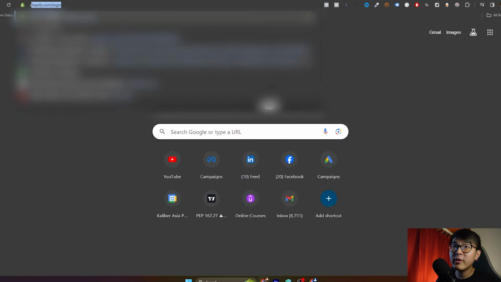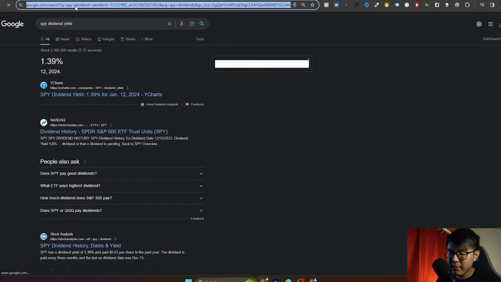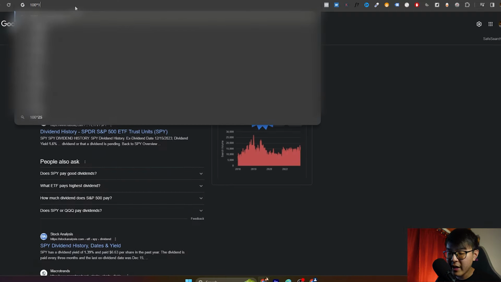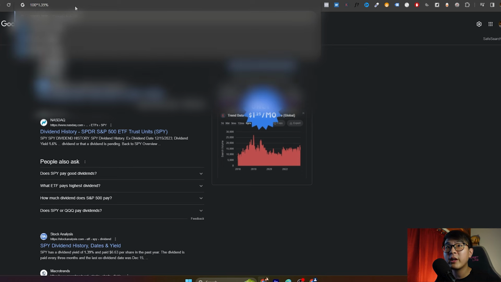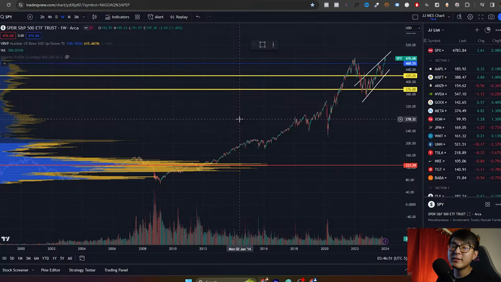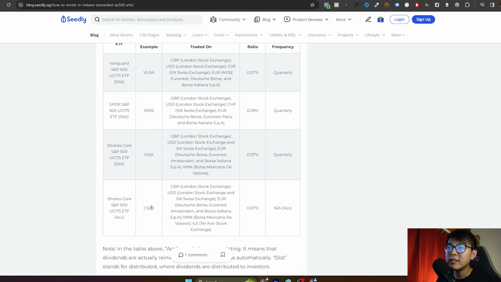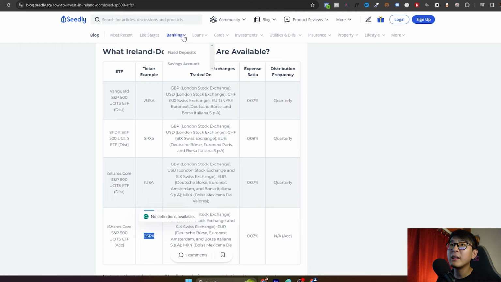And if you don't know how much dividends SPY gives, just Google it, SPY dividend yield. It's about 1.39%. That means for every $100 you invest into the S&P 500, you'll get about $1.39 every single year. And this to me is not much money. The second reason why I use SPY is because I'm involved in options trading. So if you want to use any other tickers, there are things like VOO. You can use these tickers over here, VUSA, SPX5, IUSA, CSPX. All these are essentially buying into the same thing as well.